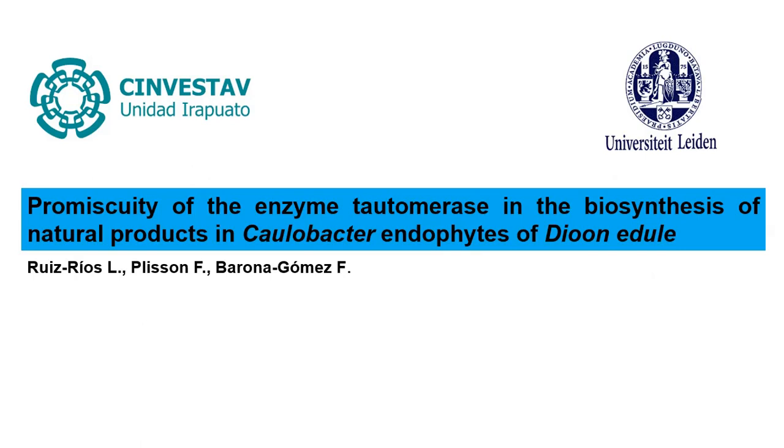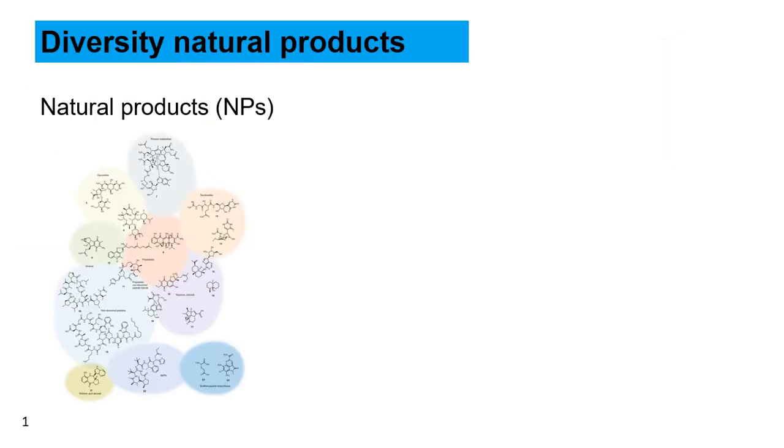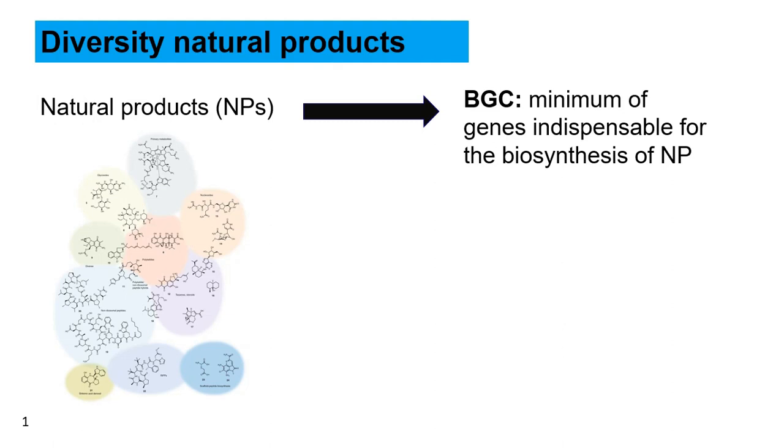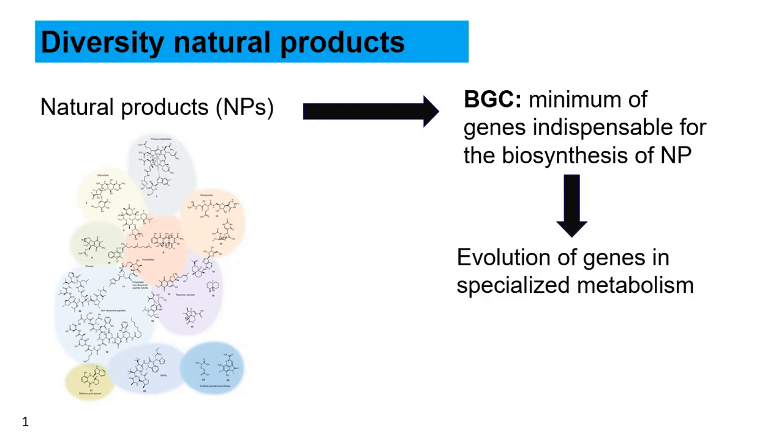The project I am working on is the promiscuity of the enzyme tautomerase in the biosynthesis of natural products in the strain Caulobacter, endophytes of cycad Dioon edule. Natural products are structurally diverse chemical compounds with multiple bioactivities. Their biosynthesis requires a minimum of genes to be expressed, also known as a biosynthetic gene cluster or BGC.